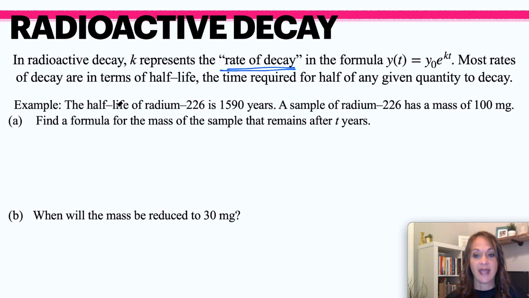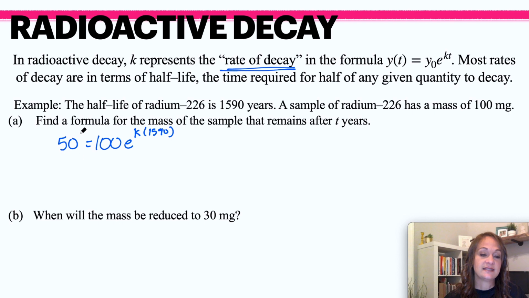Half-life means when half of it has decayed. We know the half-life is 1,590 years. Now let's say the initial amount is 100 grams. We do not know k, but we know that after 1,590 years, then only 50 grams would remain. Why 50? Because it's half of your initial amount. If you started with 100 grams, that means after 1,590 years, you only have 50 grams left.